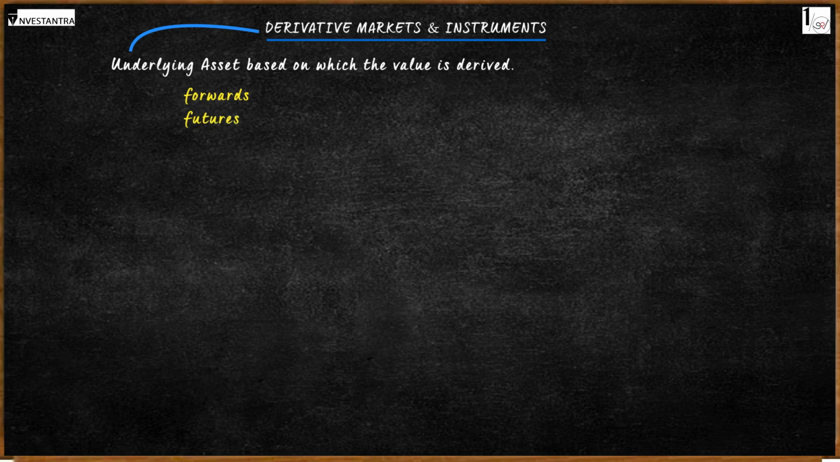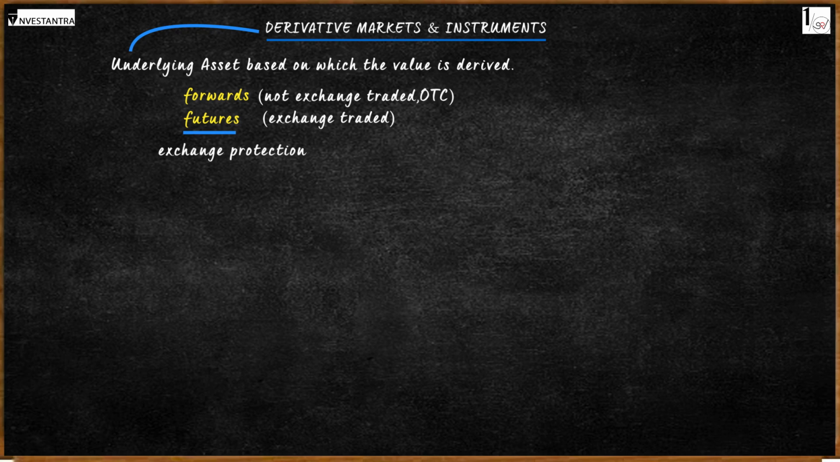Forwards are not exchange traded, they are over the counter. When I say they are not exchange traded, it means the deal is outside the exchange, right? Whereas futures are exchange traded. There's an exchange protection, a party on the other end who's liable to pay you the money. Whereas in forwards, the default risk is higher, right?